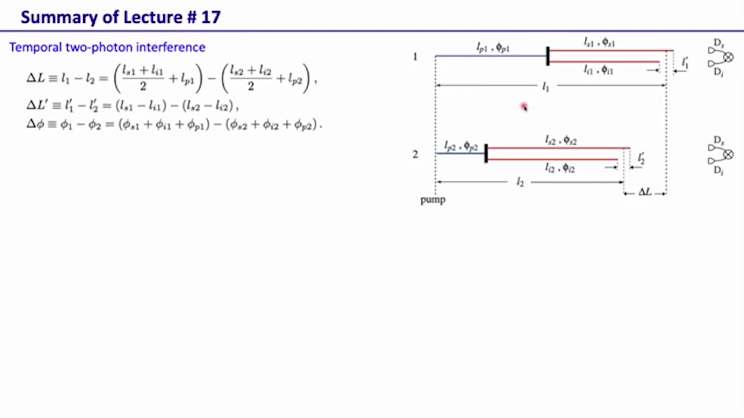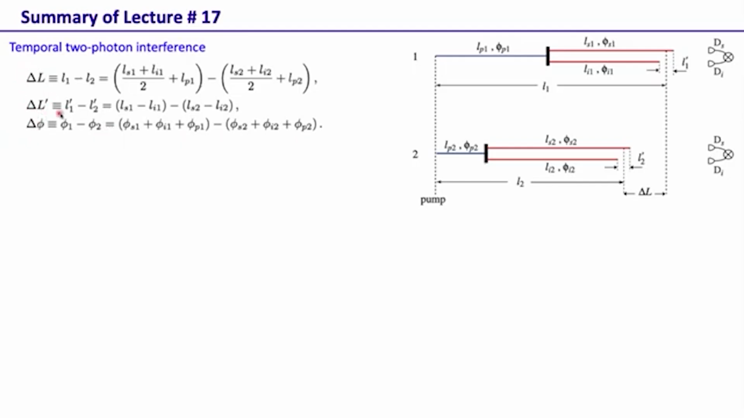have two alternative ways in which the down conversion can happen and the down converted photons can get to the detector. There are 6 length parameters involved in a general two-photon interferometer, in which we have two alternative pathways, and these 6 different length parameters we then combine to form these 2 length parameters, delta L and delta L prime. We could also put together all the phases and come up with this quantity delta phi.